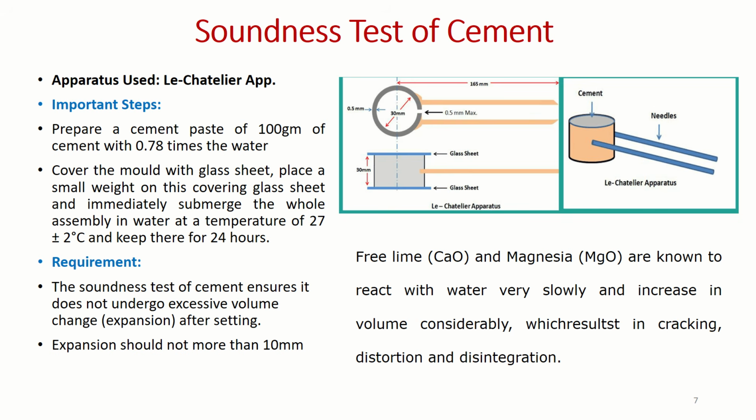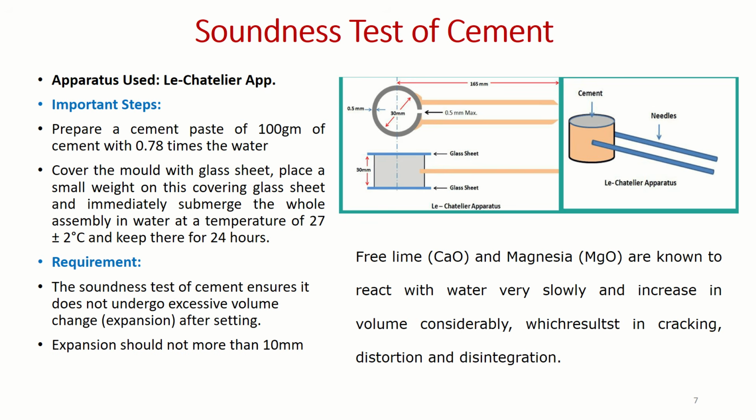we should see the distance between the indicators. That should remain the same as what you noted on the first day. If there is any change in the reading of the indicators, it shows there is a presence of lime and magnesia, and we can say that there is a change in the volume of the cement, and actually the volume should not change. That is our requirement.